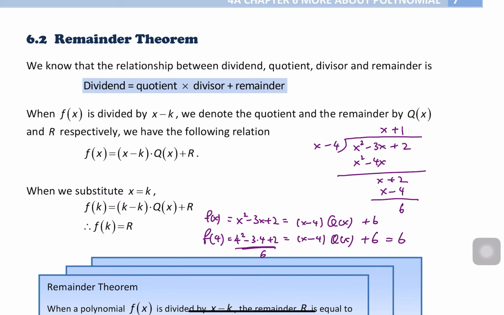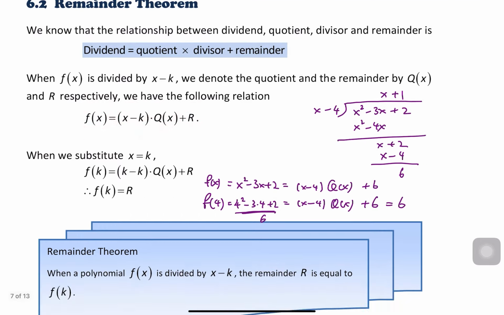We'll call this the remainder theorem. Remember, the basic idea comes from the relationship that the dividend is equal to the quotient times divisor plus remainder. I want to cancel out this term, so you need to think about the value of x such that the divisor is equal to 0. If the divisor is equal to 0, f of x is equal to the remainder.